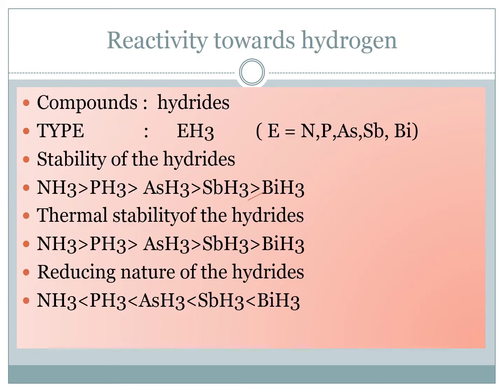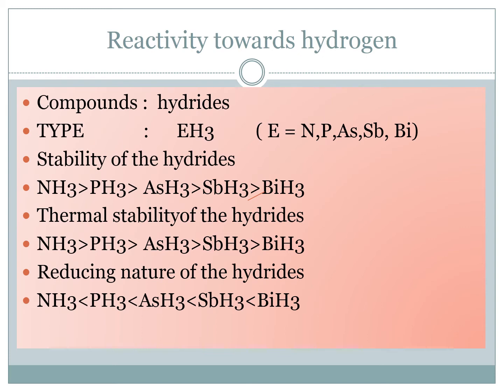Coming to the reactions one by one. First one, reactivity towards hydrogen. The compounds are known as hydrides and the type is EH3. These molecules exist in a trigonal pyramidal shape with sp3 hybridization. On checking the stabilities, you find that ammonia will be the most stable one, and it has a bond angle of 107.8 degrees. And when we check the other counterparts, you find that this bond angle slightly changes.